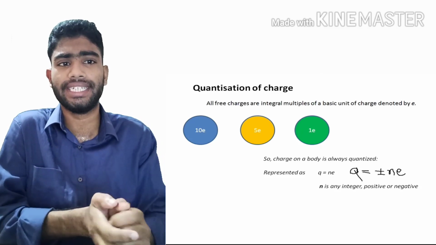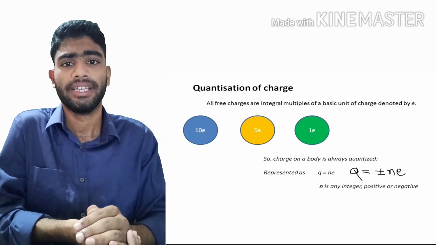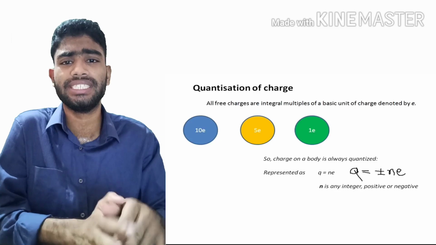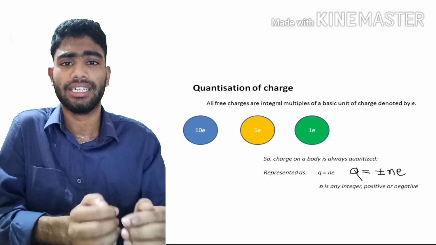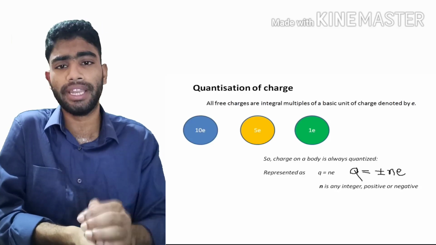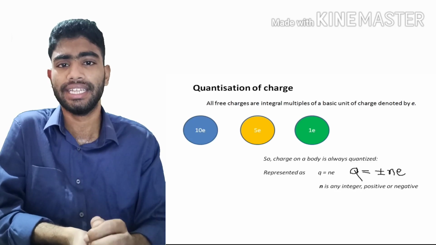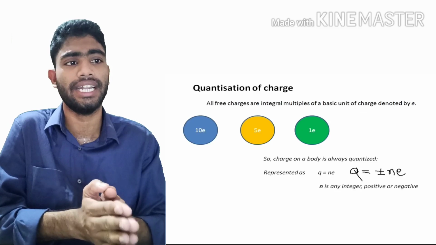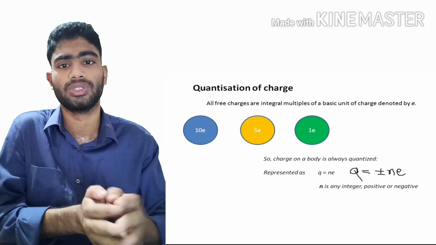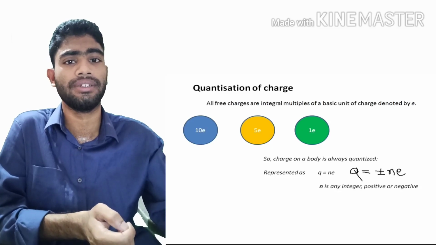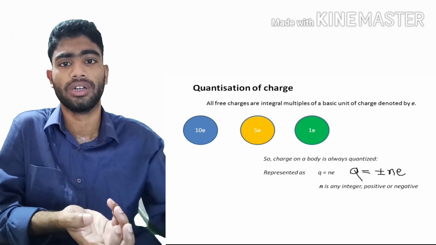So due to the quantization of the charge, we can represent the total charge of a system by Q equal to Ne. N means an integer, it may be positive or negative. e means the charge of an electron. So everywhere you represent the total charge by the formula Q equal to Ne. N means the number of charges and e means the charge of an electron. You can take a positive integer or negative integer, there is no issue on that.